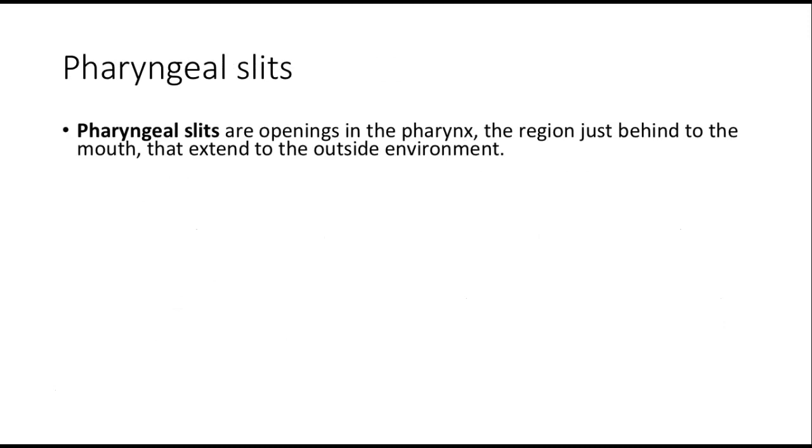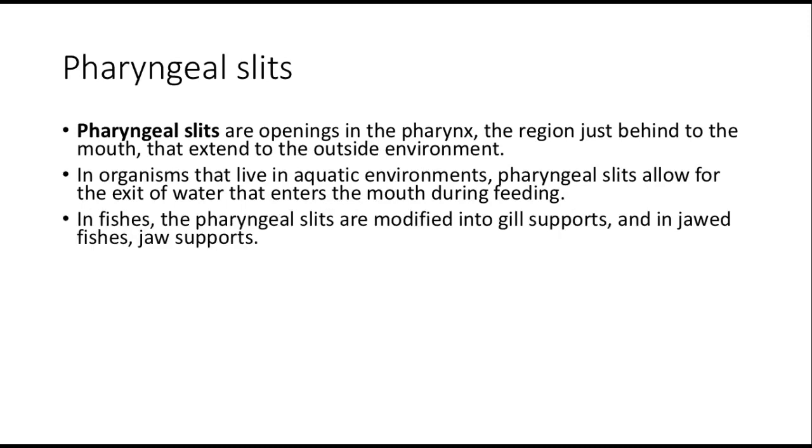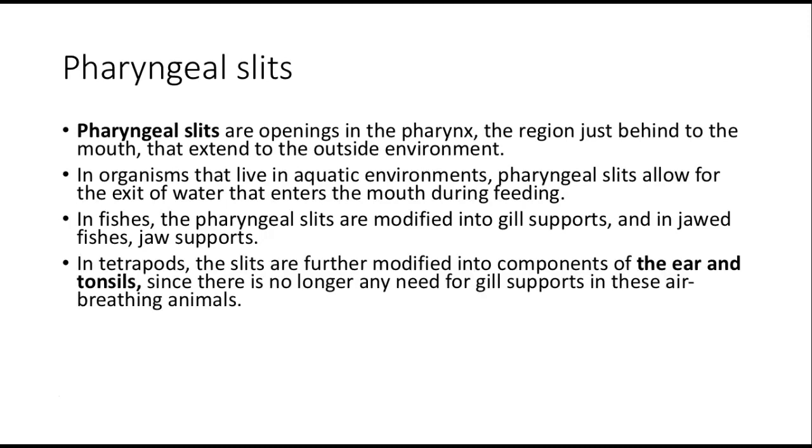Then we have the pharyngeal slits. They're openings into the pharynx, which is the region just behind your mouth, kind of like your neck area, and that extends to the outside environment. In organisms that live in aquatic environments, pharyngeal slits allow for the exit of water that enters the mouth during feeding. In fishes, the pharyngeal slits are modified into the gill supports, and in jawed fishes, they are the jaw supports. In tetrapods, animals with 4 legs, the slits are further modified into components of the ear and the tonsils, since there's no longer any need for gill supports in the air-breathing animals.